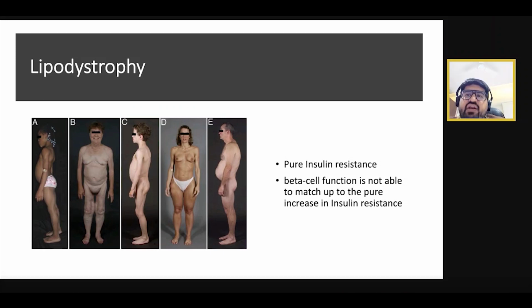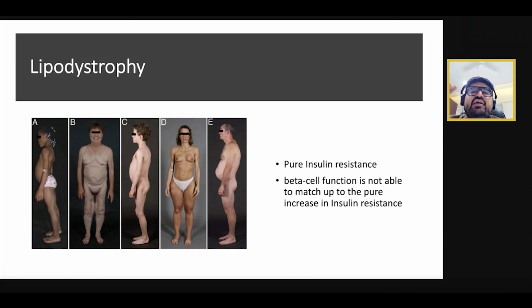Lipodystrophy. Now, this is a very rare condition, but we do see that in clinical practice. In lipodystrophy, this is a condition where you have some reason why you have destruction of the adipocytes, right? And this produces a very severe insulin resistance. It's a pure insulin resistance syndrome, right? It's a condition where you have mainly peripheral insulin resistance. And in this case, a lot of these patients with lipodystrophies do not develop diabetes mellitus. But some of these patients with lipodystrophy go on to develop diabetes.